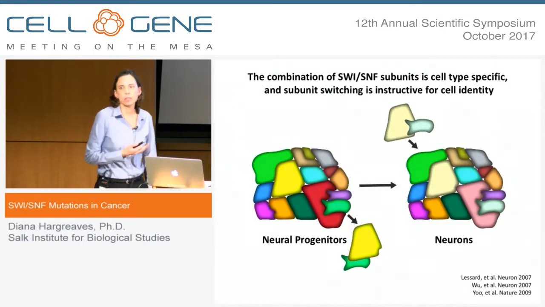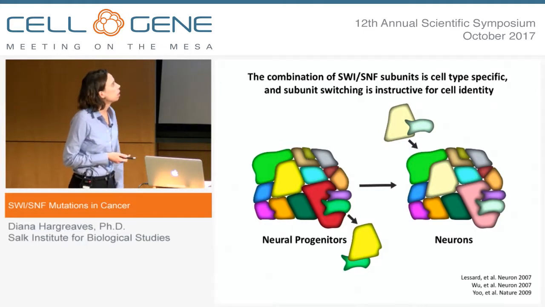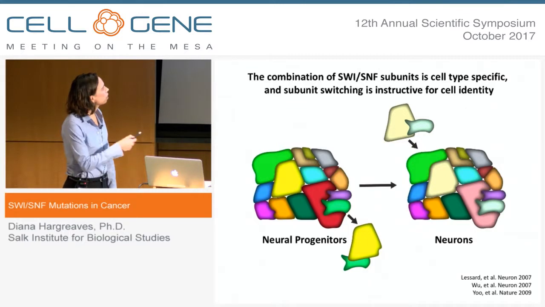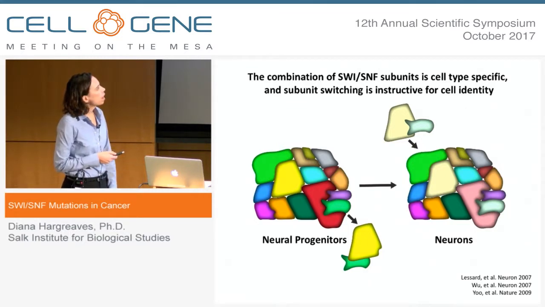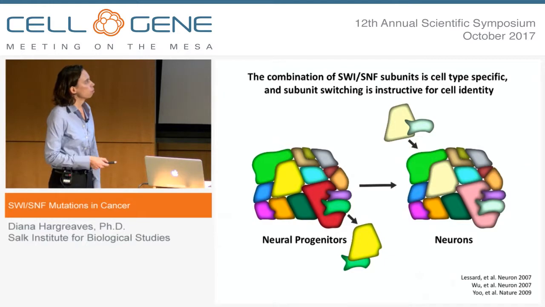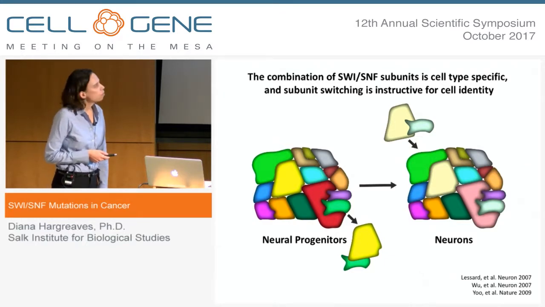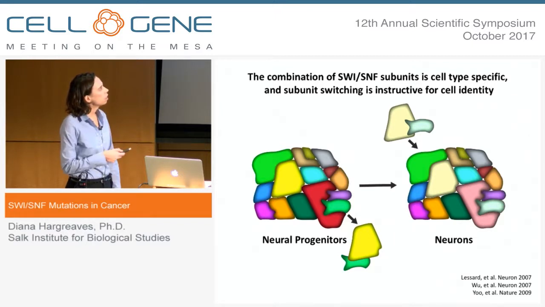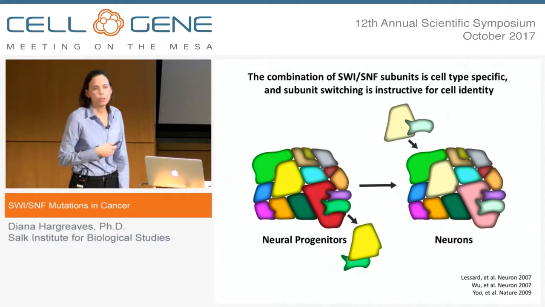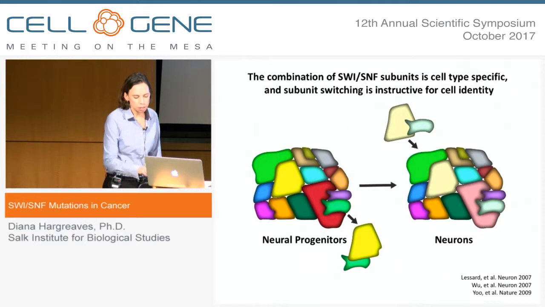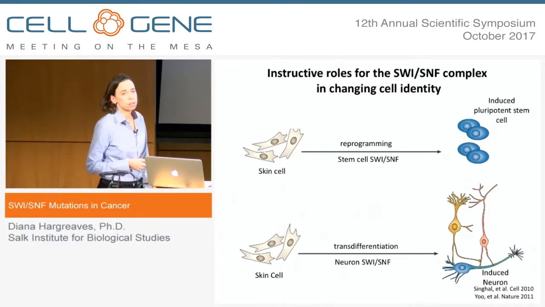And it's known that this combinatorial assembly is critical in the context of cellular differentiation. For example, in neural progenitors, a certain assembly of subunits is expressed, and during neuronal differentiation, several of these subunits are switched out for homologous forms to give rise to the neuronal SWI/SNF complex. If you perturb the switching by either prolonging the expression of these subunits or deleting the expression of the neuron-specific subunits, you completely dysregulate neuron differentiation. So it's not only required for cellular differentiation, but it's also instructive.